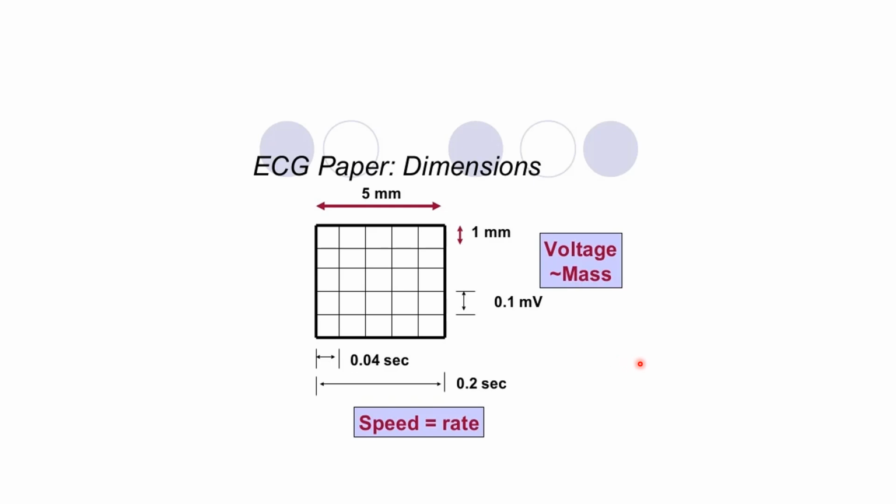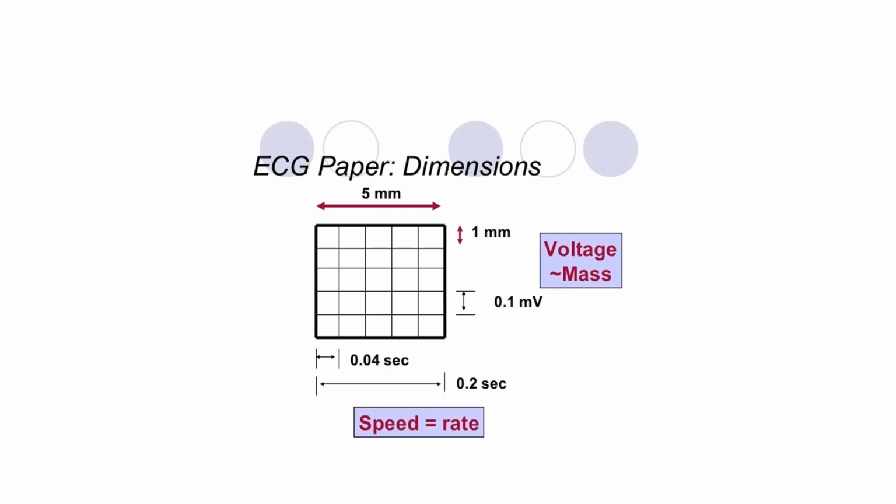This is important because when we count our intervals, like PR interval, QRS complex, we need to know this. Only then we will know whether these are in a normal time duration or not.